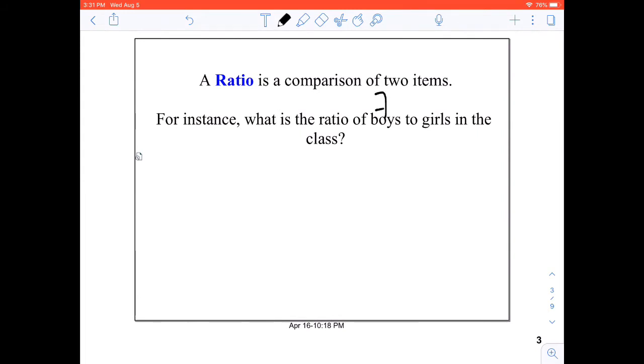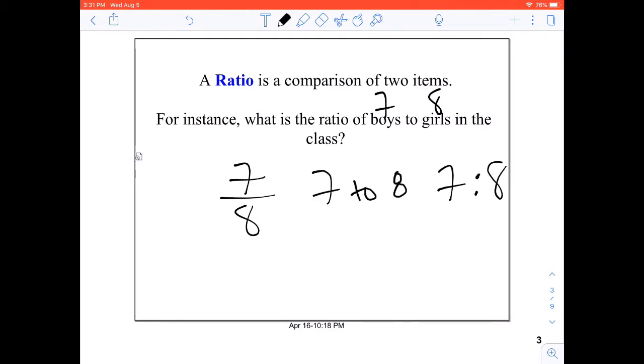So as a reminder, a ratio is just a comparison of two items. If we had 7 boys in the class and 8 girls in the class, then the ratio of boys to girls can be written as 7 to 8. You can write it using the English word, or sometimes you can even use a colon to discuss a ratio. I would say for our intents and purposes, that's what we're going to use most often.